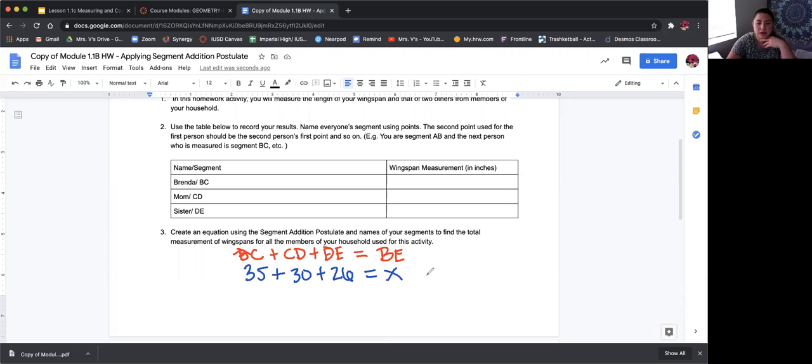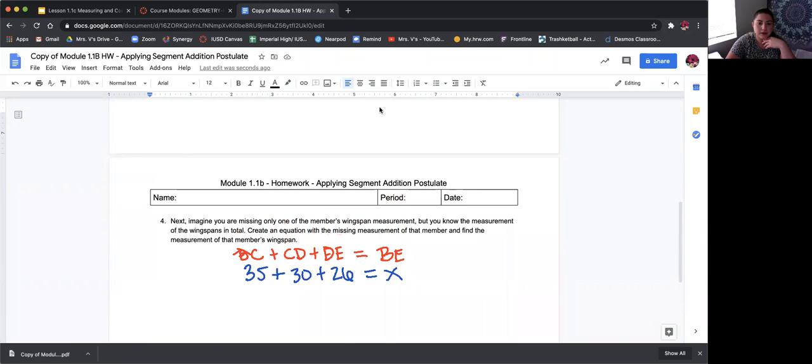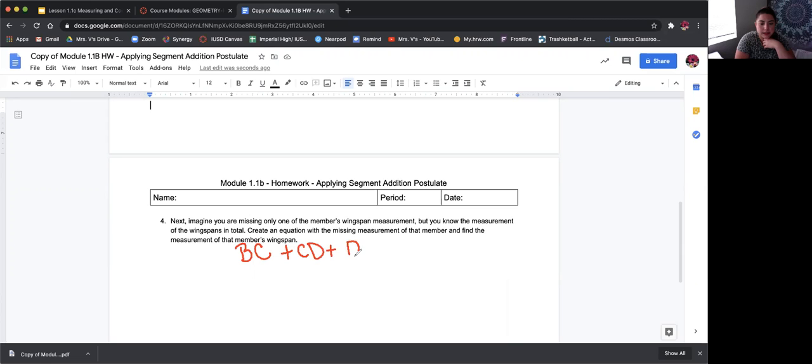Now the next one, number 4, is very, very similar. Let me go ahead and clear this. However, this time you still have your segments. So your segment here is BC plus CD plus DE equals BE.